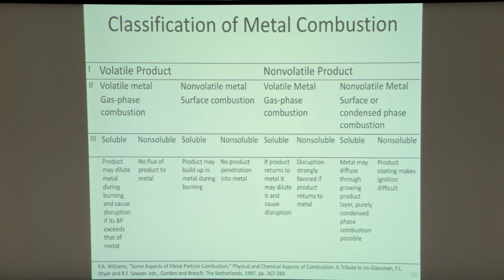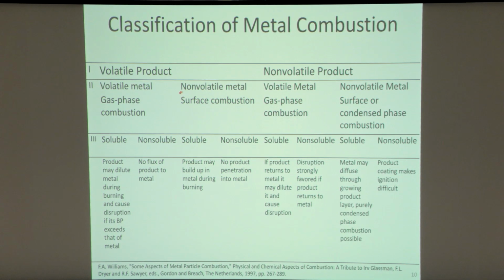Okay, so this table here sort of summarizes the types of modes of combustion that one can have of a metal and how you might break it apart. The first question is whether or not the product is volatile or non-volatile. In the case of the boron, it had a volatile product. In the case of the aluminum, it had a non-volatile product. And then you can see whether or not the metal itself is volatile or non-volatile.